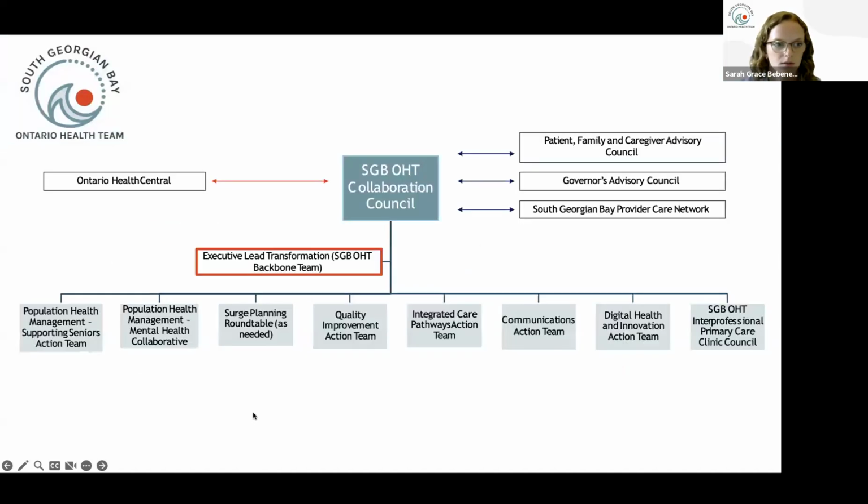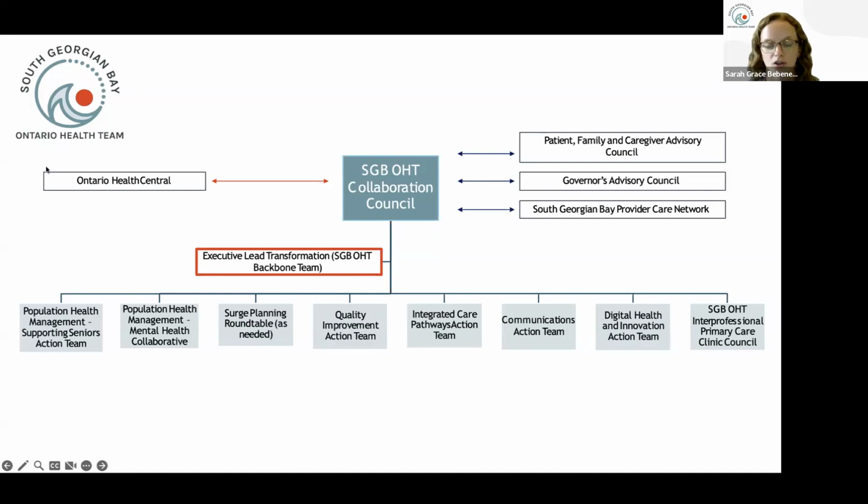Next slide, please. Perfect. So it was really great to see that many others on the call this afternoon also use patient and provider surveys and have engagement from their PFAC and their patient partners throughout their Ontario Health team structure. In this diagram, this is a high-level overview of how our Ontario Health team is set up. And I specifically wanted to point out our Patient, Family, and Caregiver Advisory Council that you can see on the top right corner there.